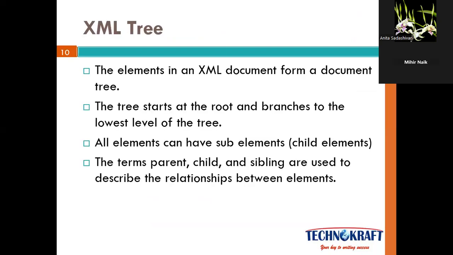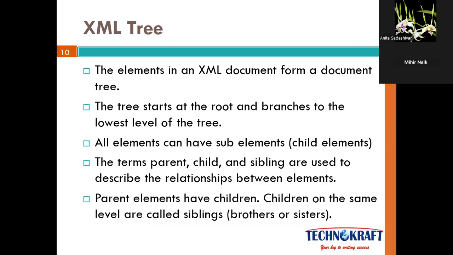So this is an XML tree. The elements in an XML document form a document tree. The tree starts at the root and branches to the lower levels of the tree, that is the leaves. All elements can have sub-elements, that is child elements. The terms parent, child, and sibling are used to describe the relationship between elements. Parent elements have children. Children on the same level are called siblings, brothers or sisters.